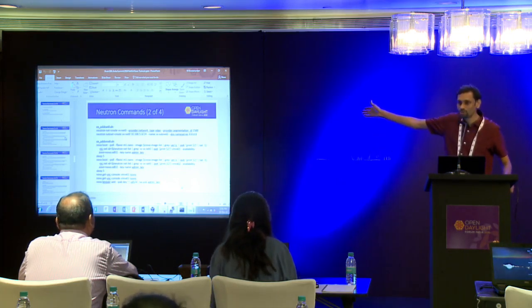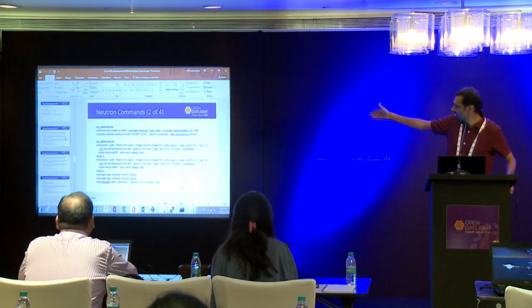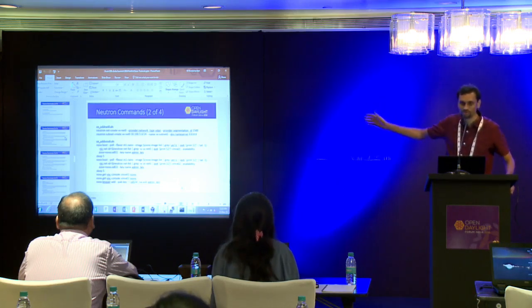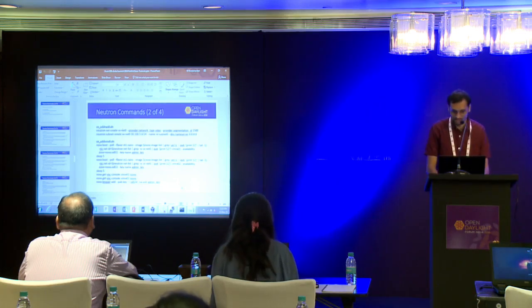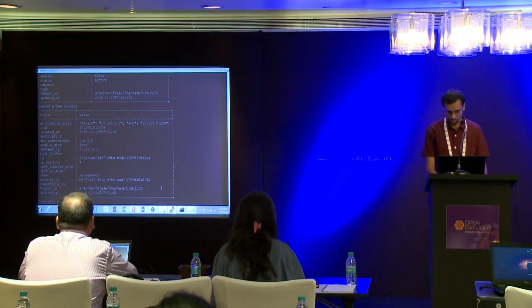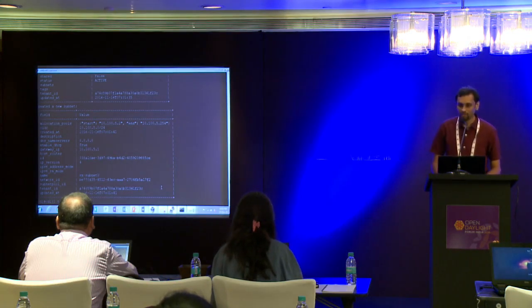Add net 0 creates a new Neutron network, by the name vxnet 0. You can see it here. It creates a new network and a new subnet by the name vxnet 0. So you have created a network and a subnet.